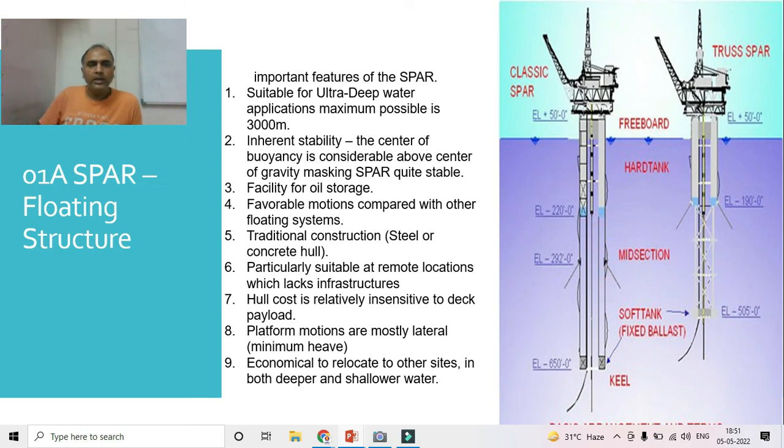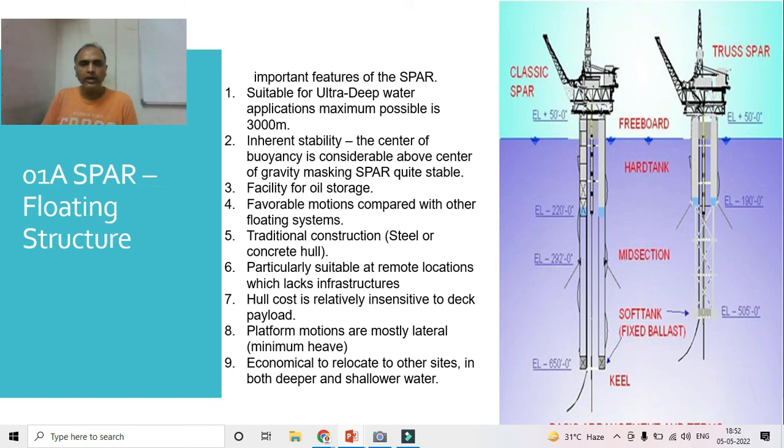Okay. It is particularly suitable at remote locations which lack infrastructure. Hull cost is relatively inexpensive for the payload. Platform motions are mostly lateral, with minimum heave. Minimum heave: we have noticed that when we are in a boat in a stormy sea, or even if the waves are high, we can experience a motion called heave. That kind of motion is very minimal because of this cylindrical shape, and 90% of it is submerged under the water.